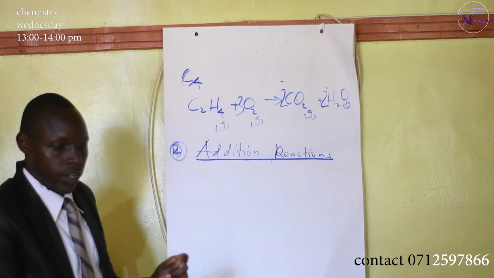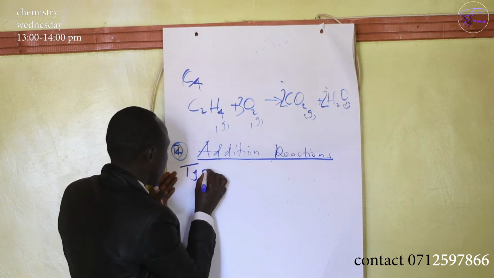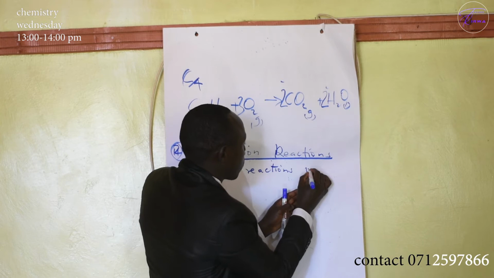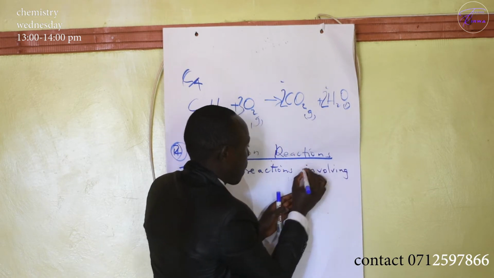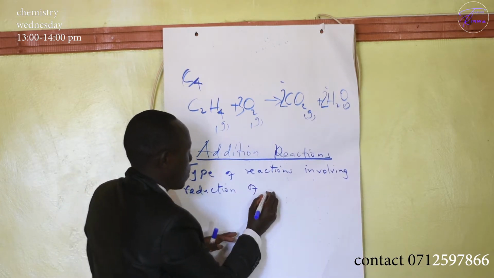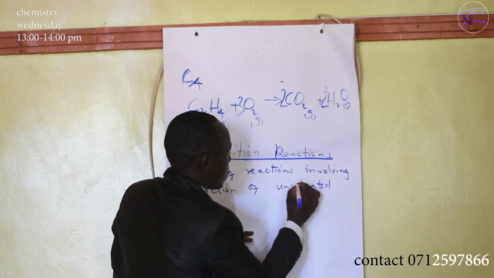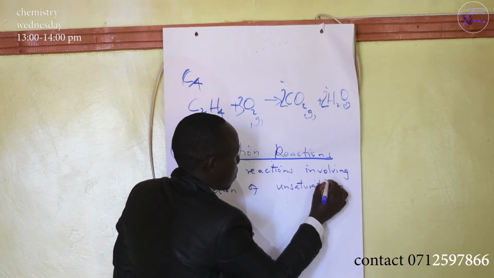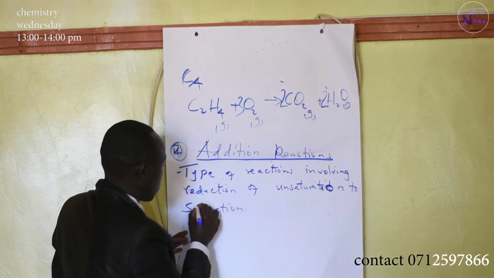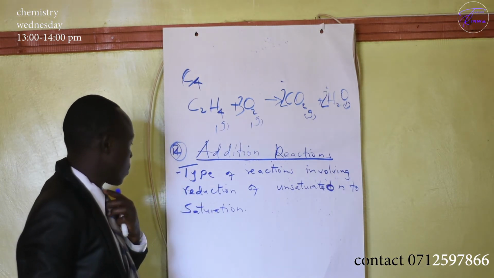Okay, addition reactions, we can say these are types of reactions. Addition reaction is a type of reaction that involves reduction of unsaturation to saturation. Okay, I don't know if that is good English, a type of reactions involving reduction of unsaturation to saturation.